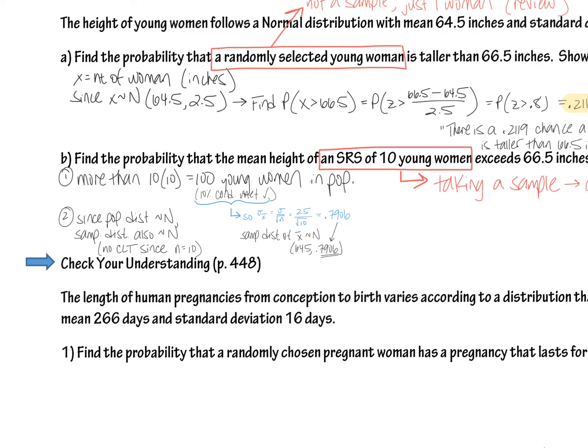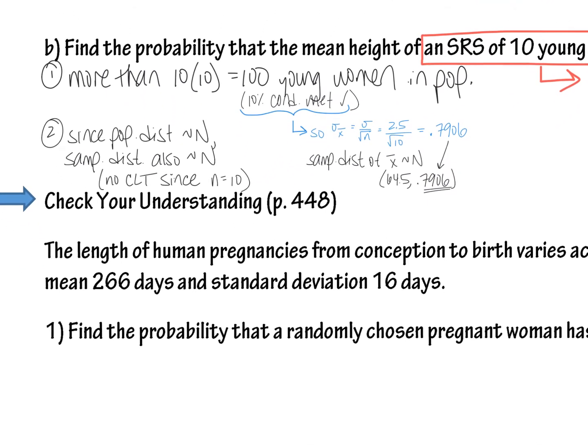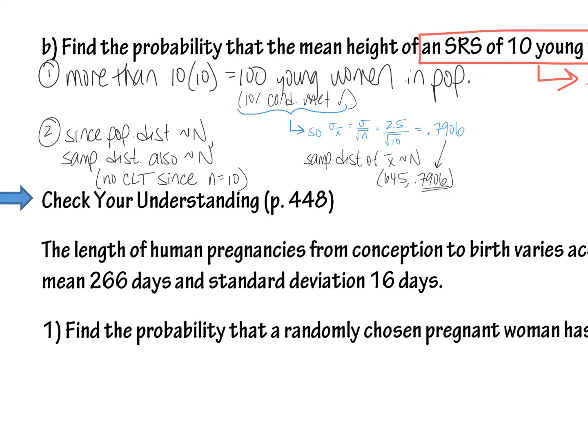And then remember for condition check number 2, since the population distribution is approximately normal, that was given in the problem, that makes this the easiest type of condition check. That automatically defaults to the sampling distribution also being approximately normal.